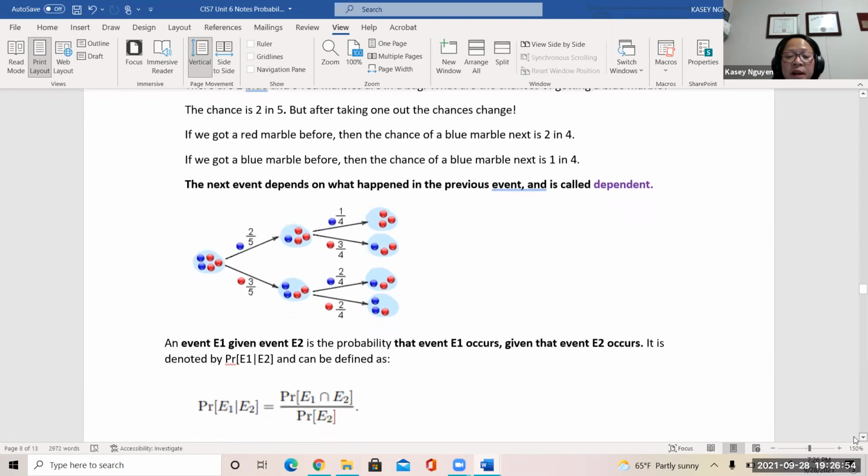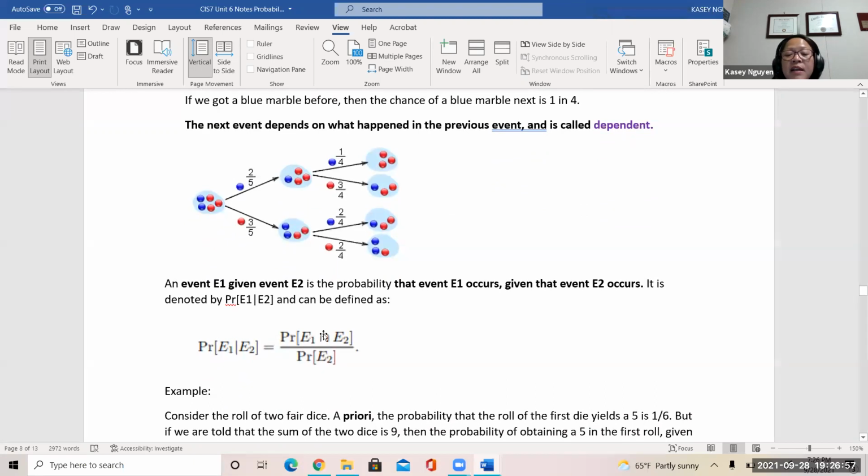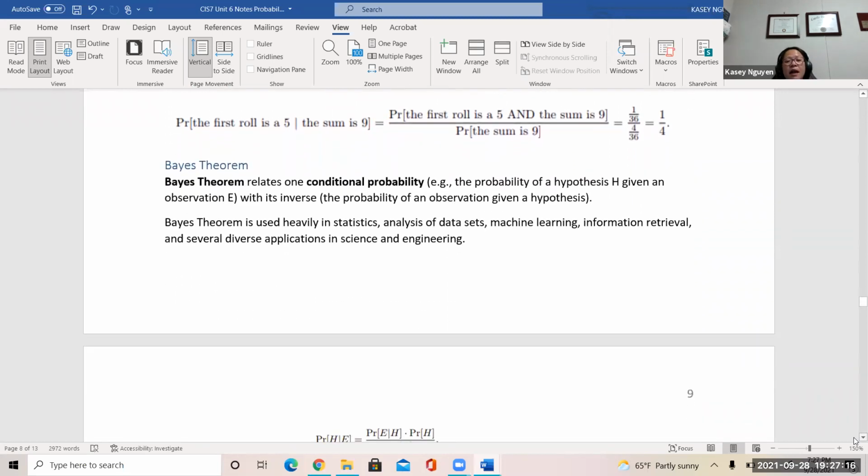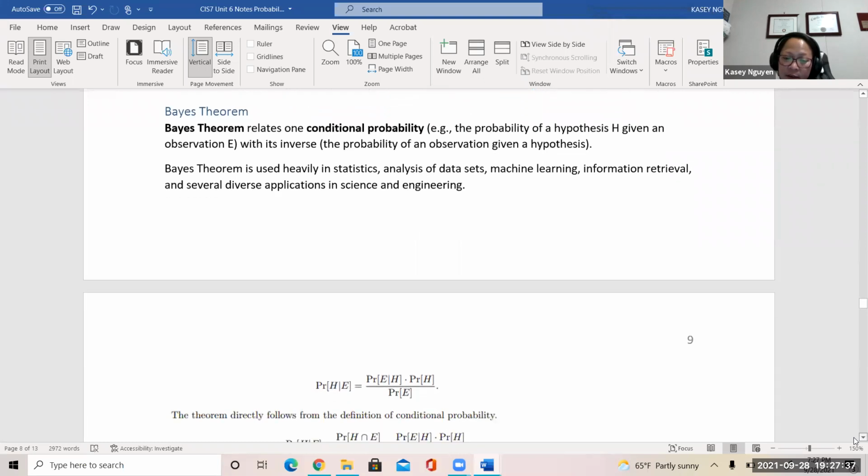So in here, what we would have is the probability of the intersection of event 1 and 2 divided by the probability of event 2. And this is what they call a priori. So, Bayes' theorem relates to the conditional probability, and it is a way for us to look at data sets, machine learning, information retrieval, right, in different types of applications and engineering for science. Okay.